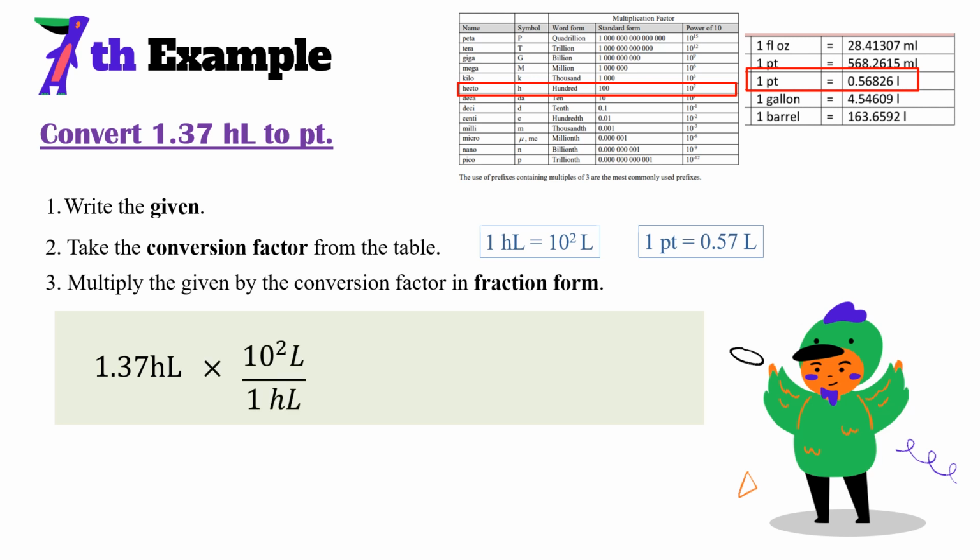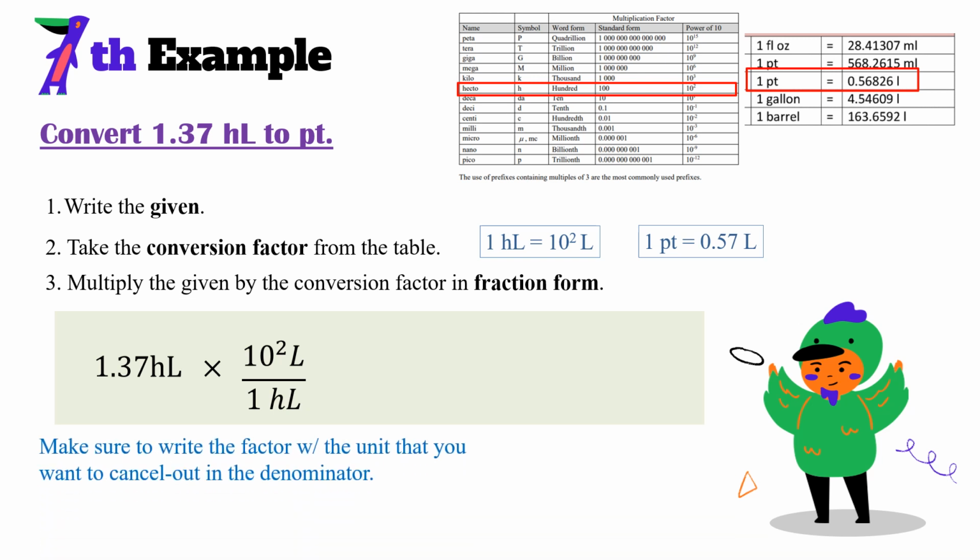So the first conversion factor that we are going to use is the 1 hectoliter equal to 10 squared liter. Okay, so in order for us to cancel out hectoliter, so that's 1.37 hectoliter times 10 squared liter over 1 hectoliter. Again, make sure to write the factor with the unit that you want to cancel out in the denominator. So in this case, we want to cancel out hectoliter.